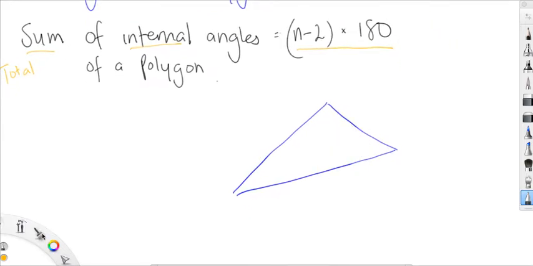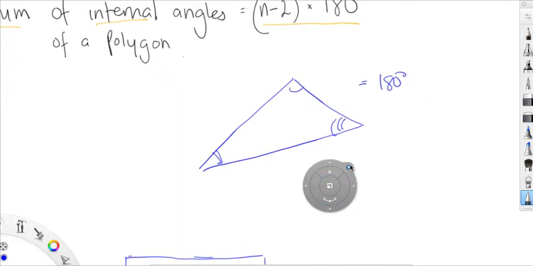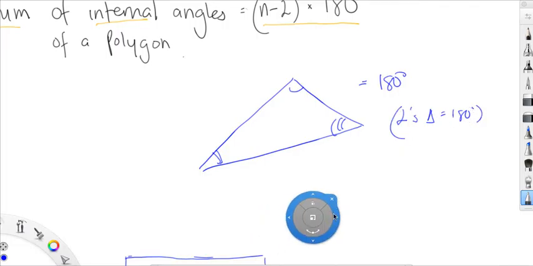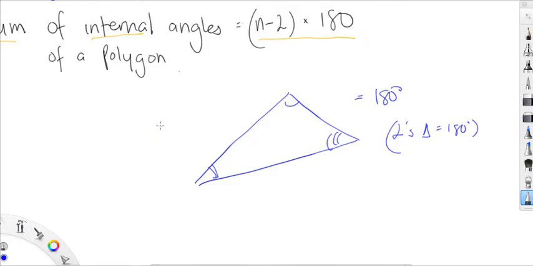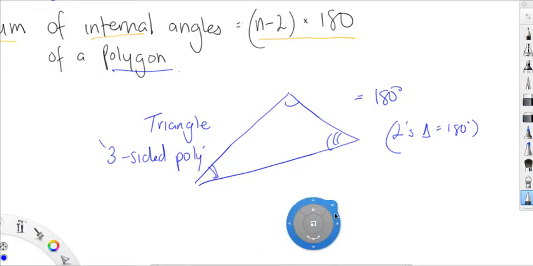So let's take a look at this. A triangle. We know that this angle plus this angle plus this angle has to add up to 180 degrees. Yeah? We all know that. Sum of angles in a triangle equal 180 degrees. So, this triangle also is a polygon. Yeah? It is a three-sided polygon. Cool. Let's move on to this shape.